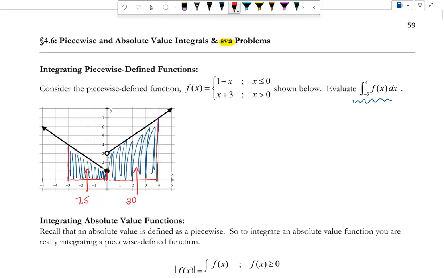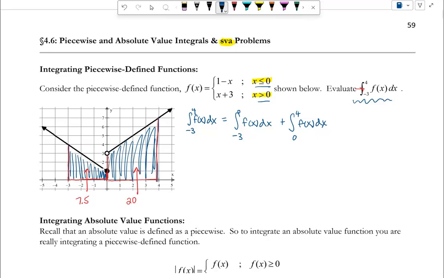But if we were to do this analytically without the graph, we would need to recognize that the boundary of our piecewise, 0, is between our limits -3 and 4. So all that means is that we have to rewrite this as the sum of two different integrals. And that's what we just did on the graph. So if I integrate f of x from -3 to 4, I could think of this as the integral from -3 to 0, because that's the boundary of my piecewise, plus the integral from 0 to 4.